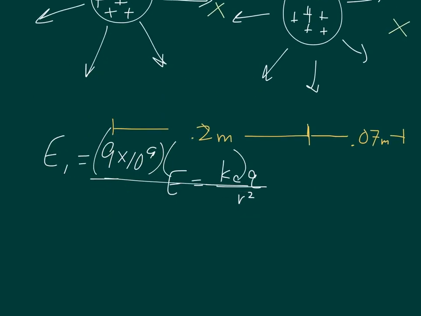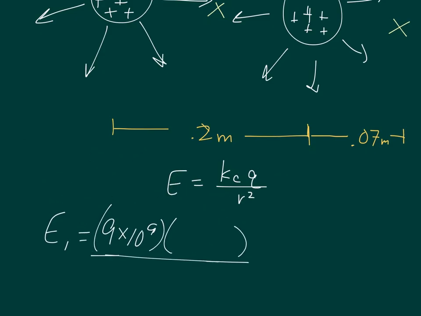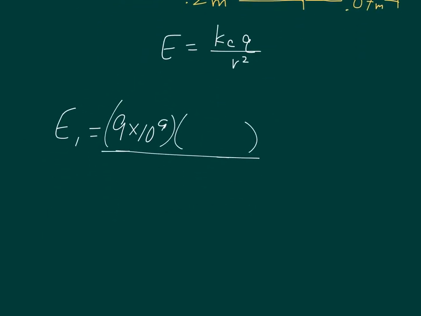7 nanocoulombs. But how do I write nanocoulombs? 10 to the negative? Somebody said it. Negative 9, okay? All over the distance between them squared.